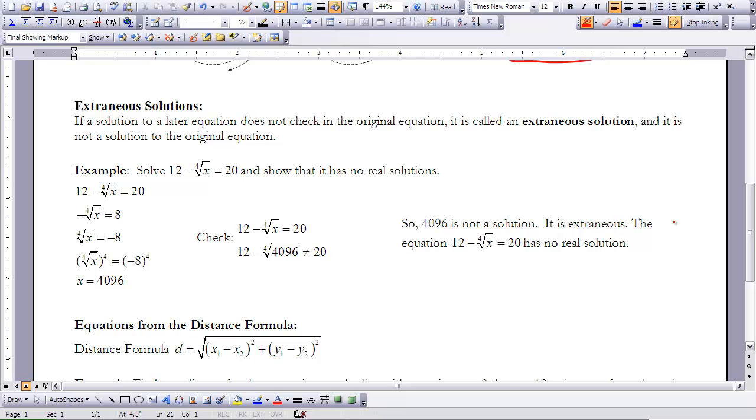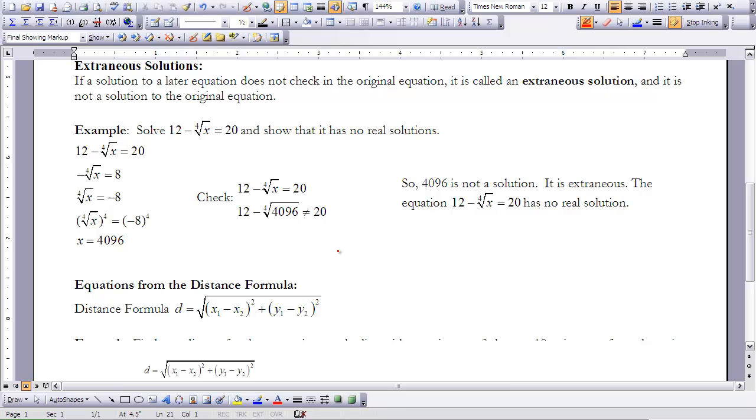If you start to solve this, we know we need to move 12 to the other side, so that would leave us with the opposite of the 4th root of x equaling 8. We then could divide by negative 1, so that leaves me with the 4th root of x equaling negative 8. The 4th root of x raised to the 4th power gives me negative 8 to the 4th power, and that equals 4096. But if I go and check that, 12 minus the 4th root of 4096 does not equal 20. So 4096 is not a solution, it's extraneous. The equation 12 minus the 4th root of x equals 20 has no real solution.